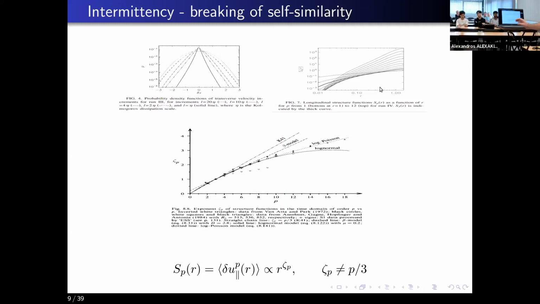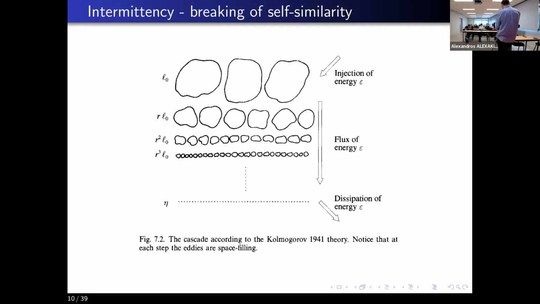So the structure functions do not follow the prediction of having an exponent p/3. And if you plot the exponent zp as a function of p, you get a curve that is not a straight line as self-similarity would have implied, but it curves down. And that is what is called intermittency.